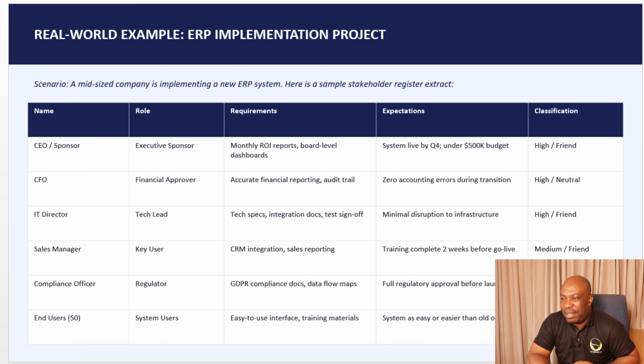And then the compliance officer is one of the stakeholders. The role is just a regulator. They want to make sure that things are done the right way, either according to the processes in the organization or even the country's laws that you have to follow. Then their requirements are GDPR compliance documents for individual information like contact information. Then data flow maps also, that is what they require. Then also the expectation is full regulatory approval before launch.